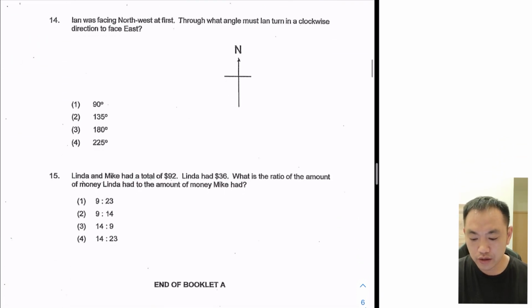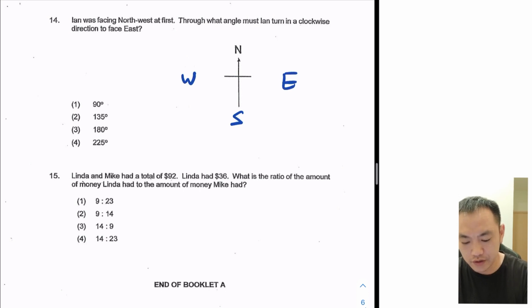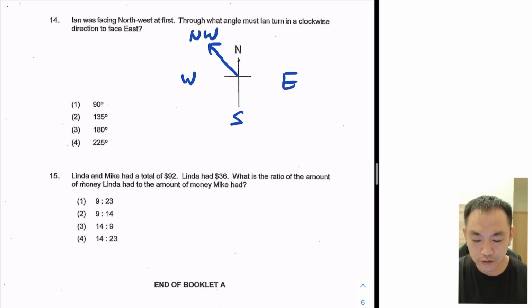Moving to question 14. Yen was facing northwest at first. So the north is here. Sorry, let me redo this again. Here is west, here is north, so south is here, west is here, east is here. So northwest is here, northwest. Through what angle must Yen turn in a clockwise direction to face east?